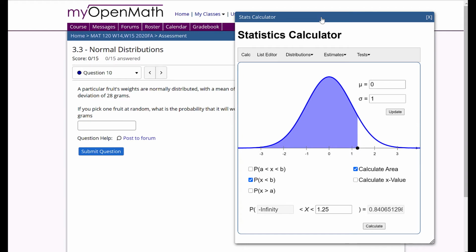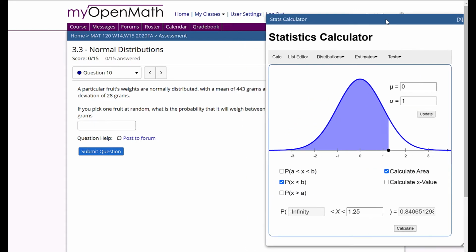But if you're not using a standard normal distribution where your axes are z-scores, then you'd be using a normal distribution where your mean and standard deviation are something other than 0 and 1. And this allows for that as well.